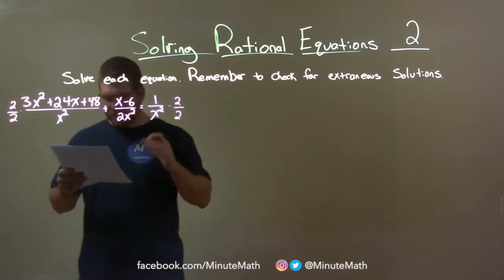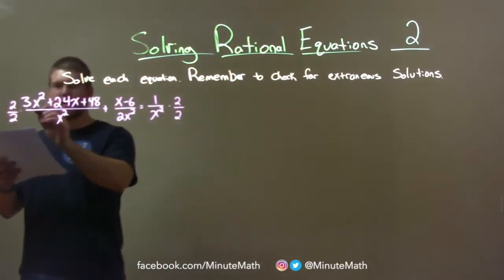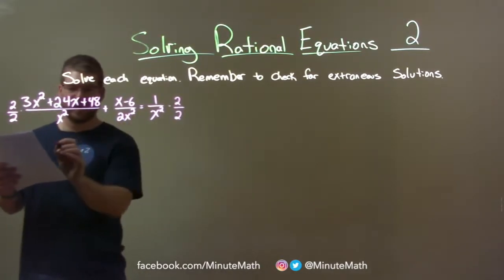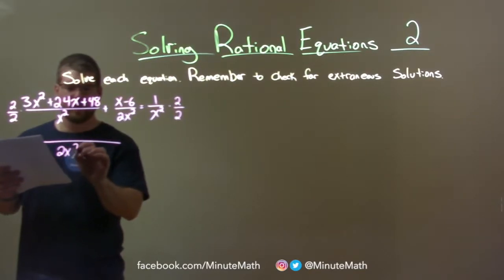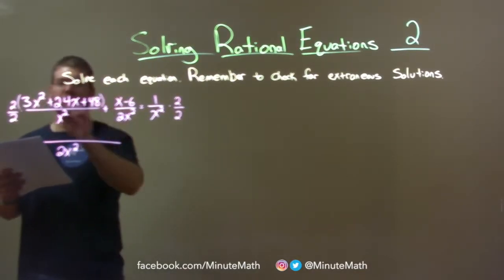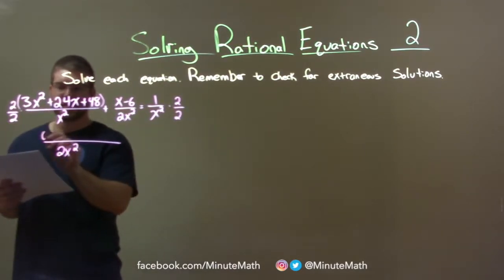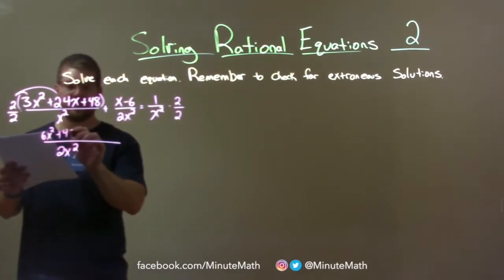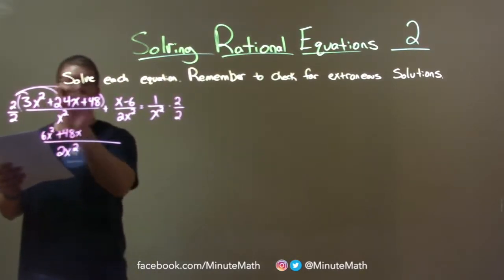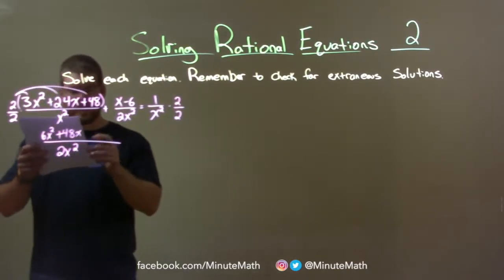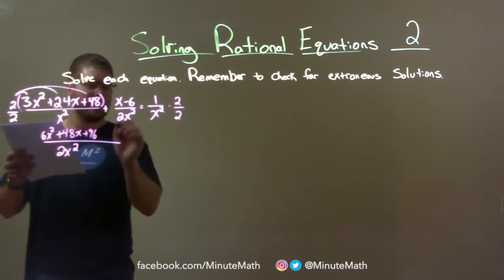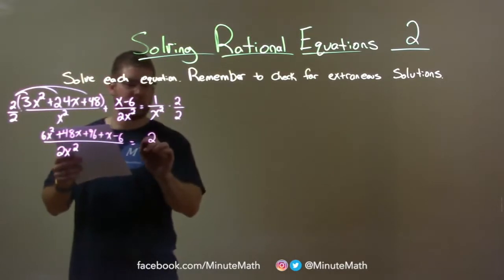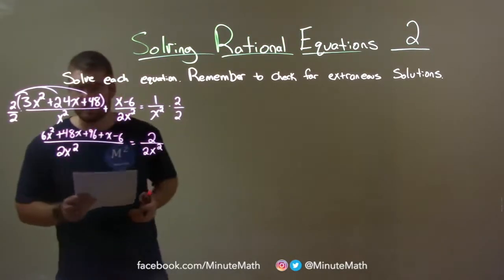So from there, multiply that out. When I do that, the denominator we write as really just one big denominator now, 2x squared. Distribute this 2 of the numerator across. So 2 times 3x squared is 6x squared. 2 times 24 would be 48x. And then 2 times 48 is a good old 96. Make sure we add the other 2 plus x minus 6. And that's equal to 2 over 2x squared.